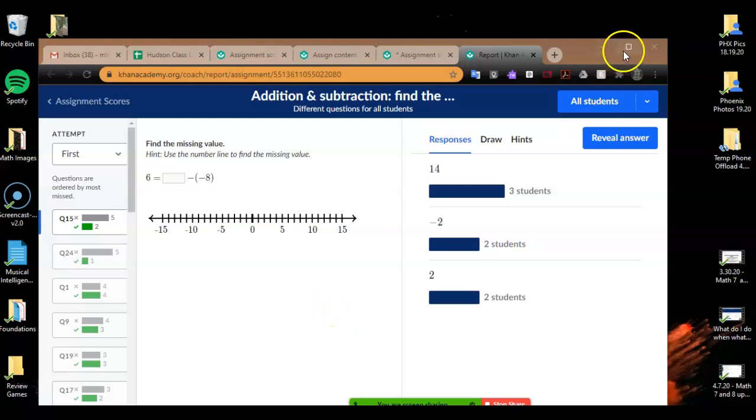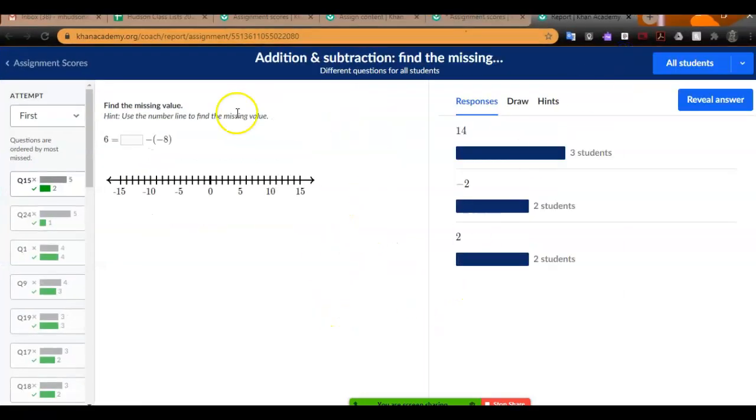3, 2, 1, go. All right, we can all see what I'm looking at, right? Somebody, yeah, thumb, something like that.